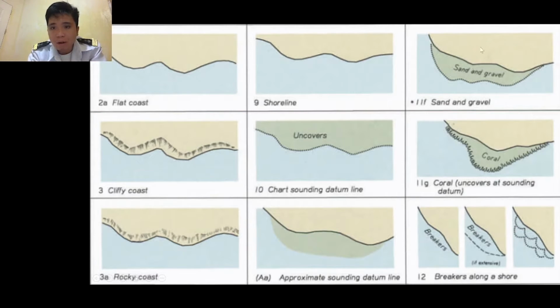Then we have here sand and gravel, like I was talking about. If you know the chart symbols and abbreviations, you would understand that this part is sand and gravel, which you must avoid at all times so that your vessel won't run aground. Then we have here a coral. It's similar to sand and gravel, but it has somewhat round edges. Then we have here the breakers along a shore, so that the waves won't hit that hard on the shore. So these are water breakers.